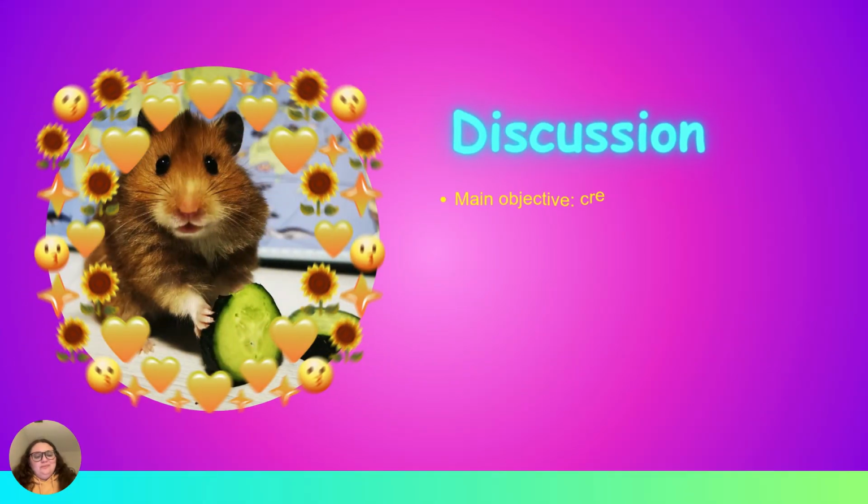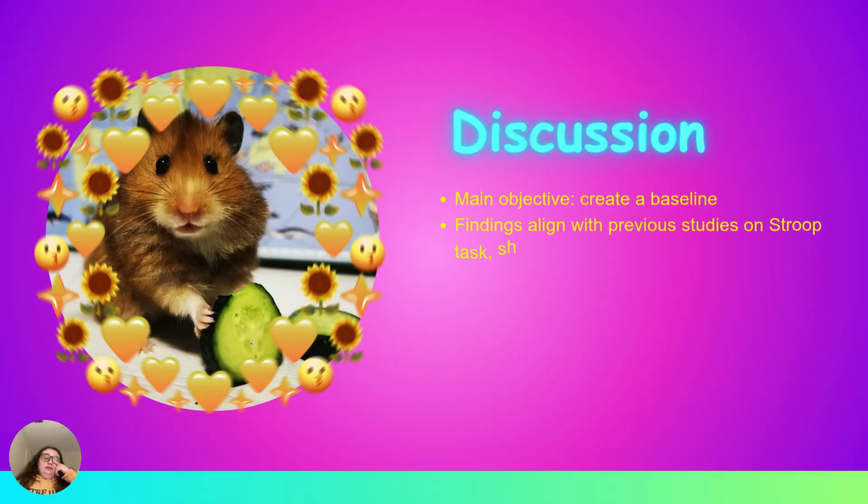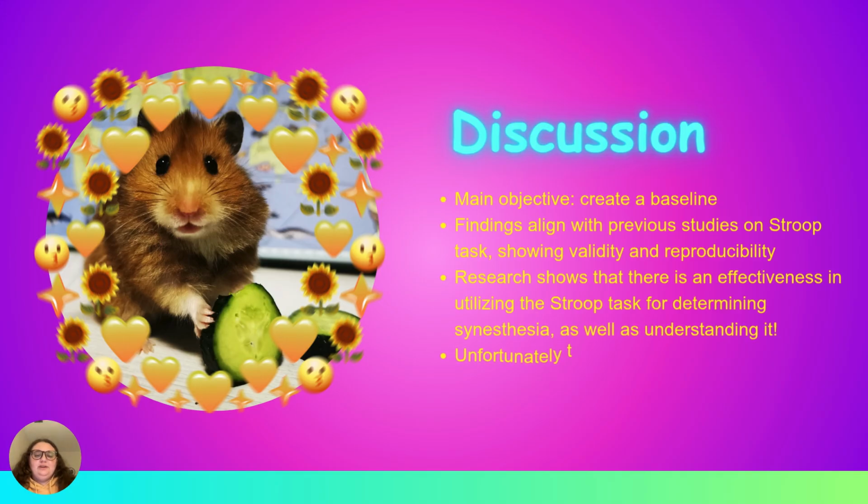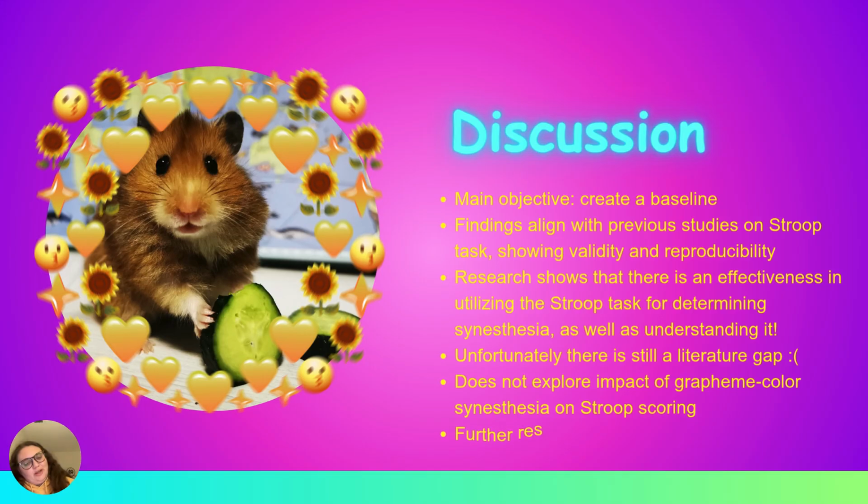And so, that leads us to the discussion. The main objective of this study was to create a baseline, and the findings align with previous studies on Stroop tasks showing validity and reproducibility. Research shows that there is an effectiveness in utilizing the Stroop task for determining synesthesia as well as understanding it. Unfortunately, there is still a literature gap. It doesn't explore the impact of grapheme color synesthesia on Stroop scoring, and further research is needed.